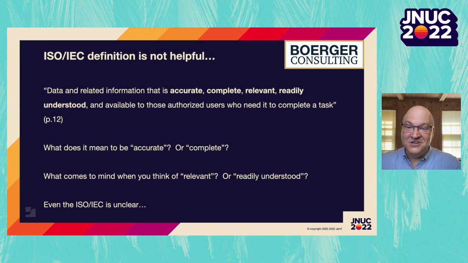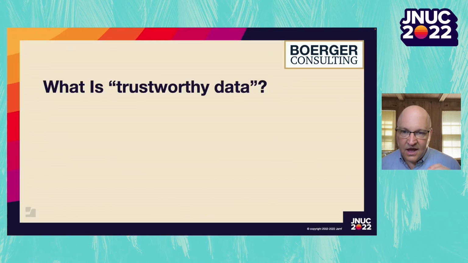So if we were in a room, I'd be able to look out at you guys and say, okay, do you agree with this definition of accurate? Or what's your idea of complete? And I guarantee with people in the room, everybody's going to have a different idea of what we mean by that. What relevant means to one person is going to be completely different to somebody else. And don't get me started on readily understood. And what's worse, even the ISO is unclear about this. So in order to solve this, we've got to go another step deeper and try to come up with a better idea of what is trustworthy data.